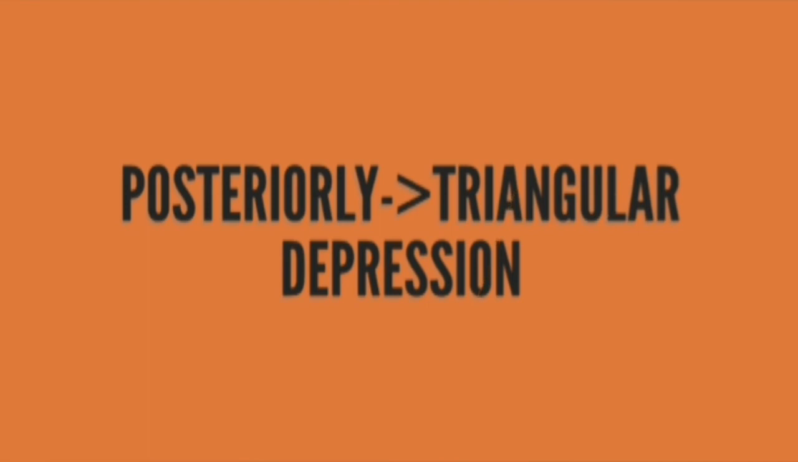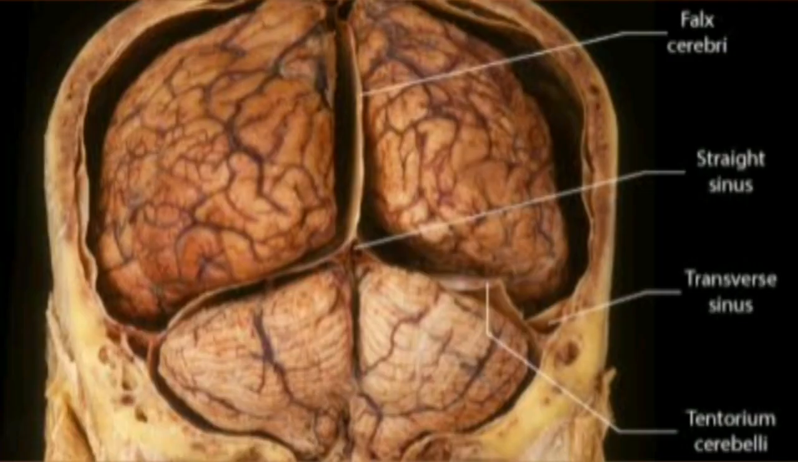Posteriorly, the roof has a triangular depression between the attached margin of the tentorium cerebelli to the posterior clinoid process and the ridge raised by the free margin of the tentorium cerebelli as it extends forward so as to attach to the anterior clinoid process.